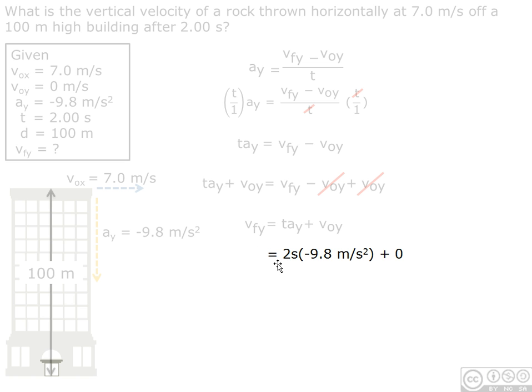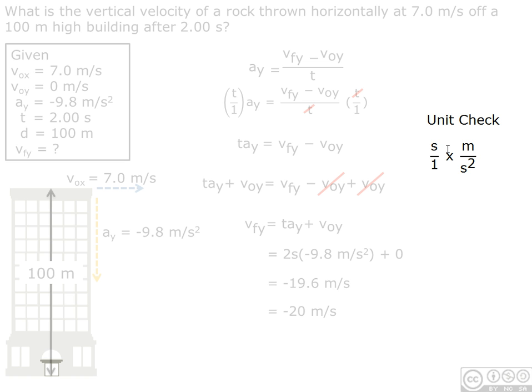So final velocity equals 2 seconds times negative 9.8 meters per second squared plus 0, because the initial vertical velocity is always 0. And the answer is negative 19.6 meters per second. But now we need to put this in significant figures. And if we look, all the figures have two significant figures, and when multiplied, you're left with two significant figures, which is negative 20 meters per second.